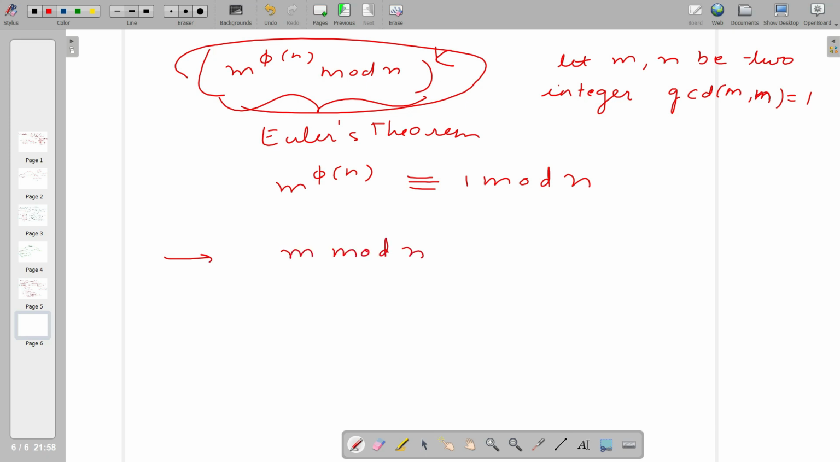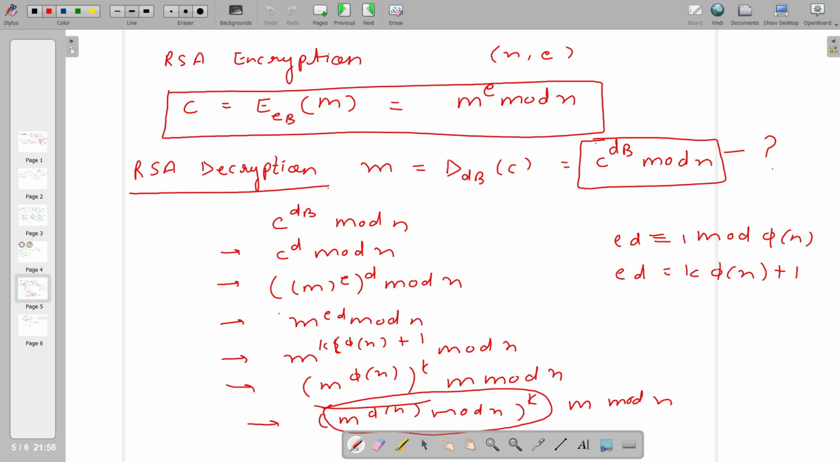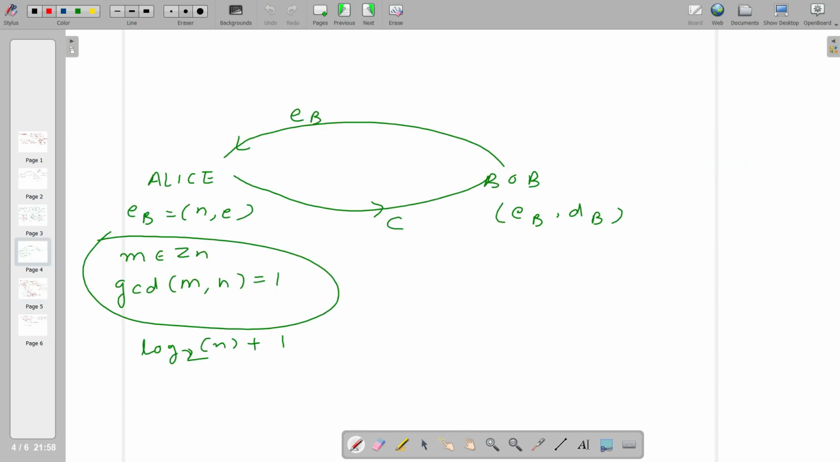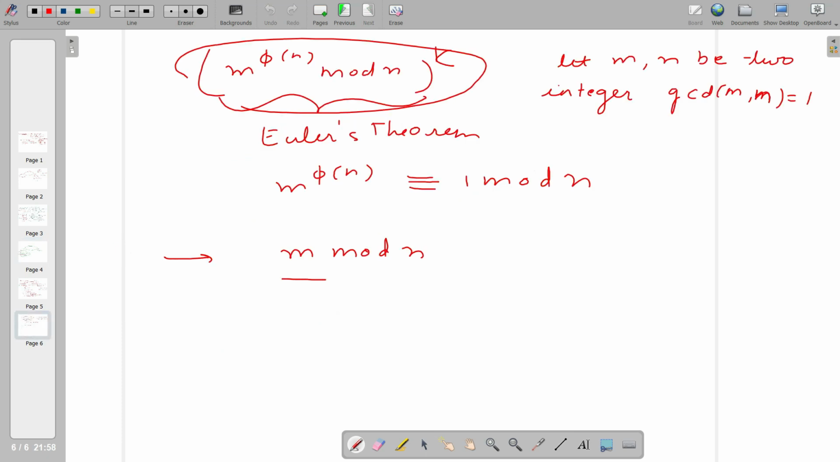And now you understand that when we say we are going to choose M such that GCD of M comma n is equal to 1, it means now it comes out to be M. So this is how decryption is done in the RSA algorithm. So this is decryption and encryption. This is all about RSA, how we generate the public and private keys, and how we do decryption and encryption. Things will be clearer once we do some examples.